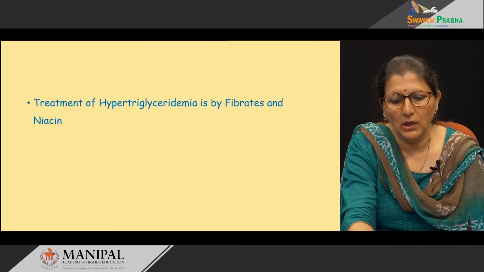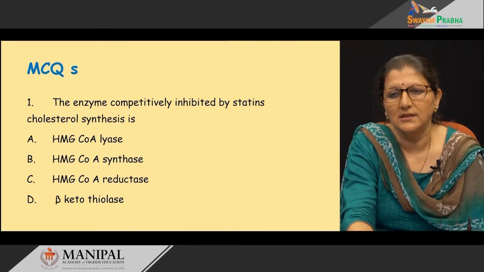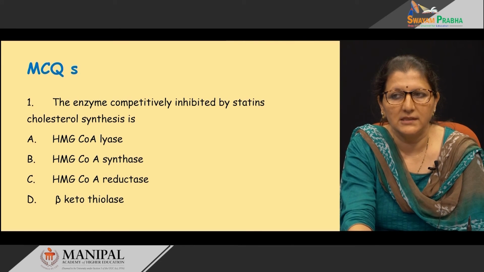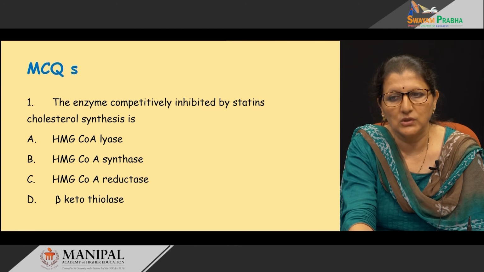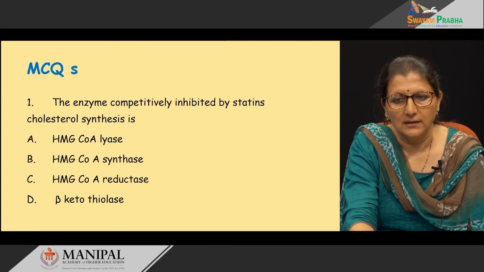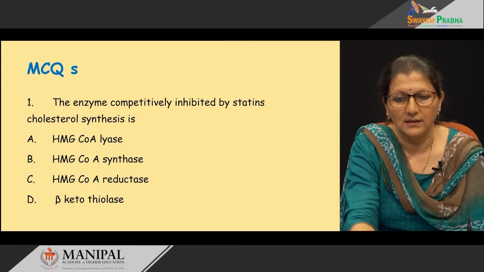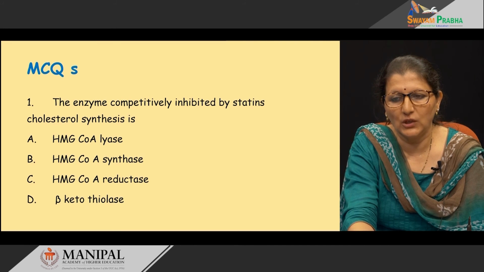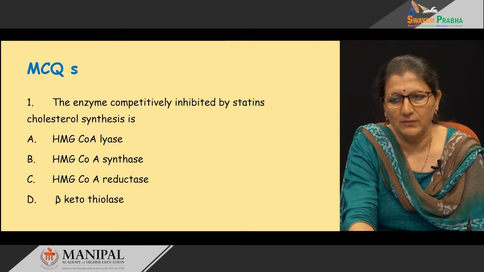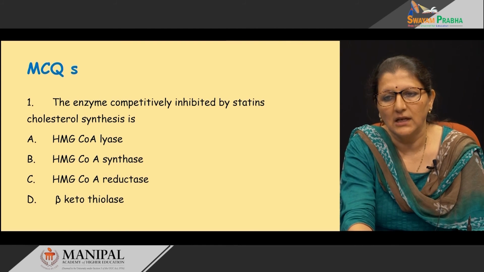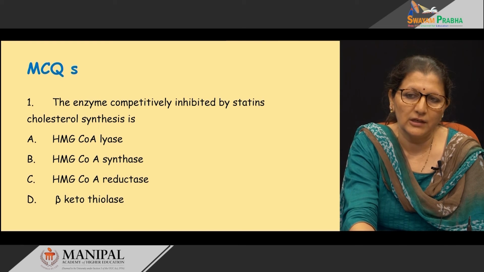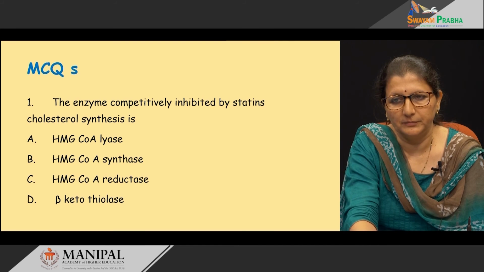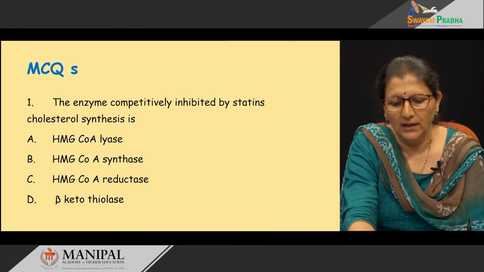Let us see some multiple choice questions you can answer at the end of this. The first question: the enzyme competitively inhibited by statins in cholesterol synthesis is which one? Can you think of it? The answer is HMG-CoA reductase, whereas the other enzymes, HMG-CoA lyase and HMG-CoA synthase, come under ketone body synthesis, and beta-ketothiolase is also in ketone body metabolism. So, the answer is HMG-CoA reductase.